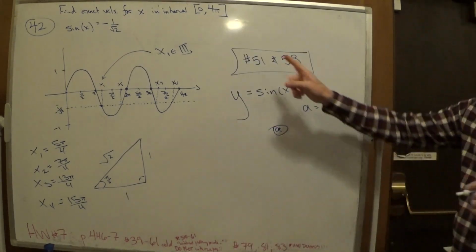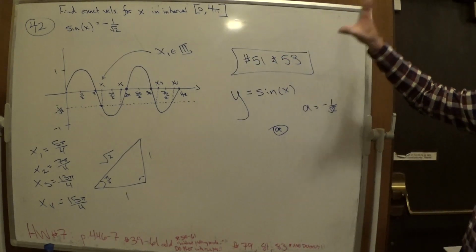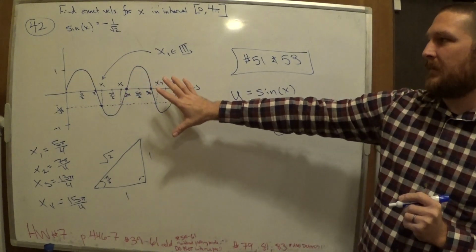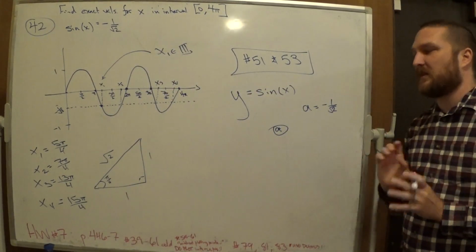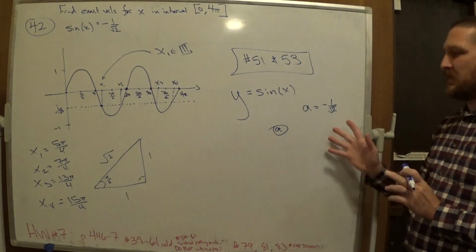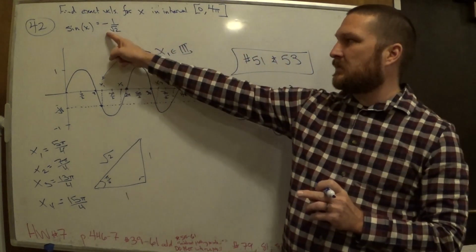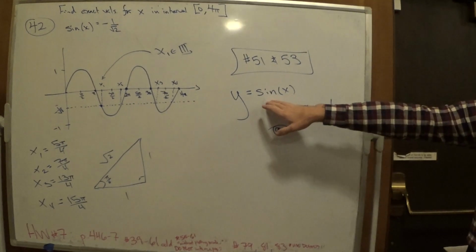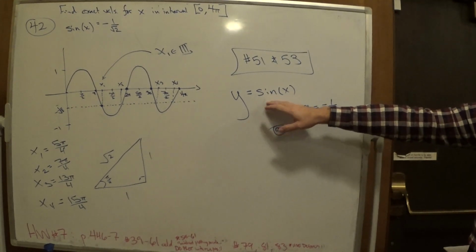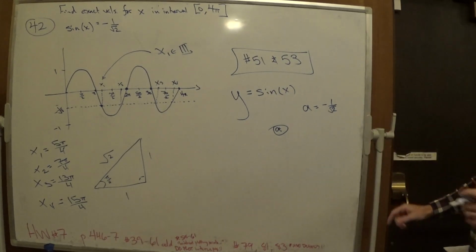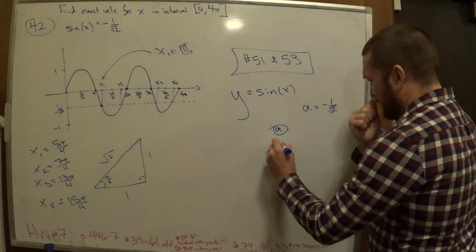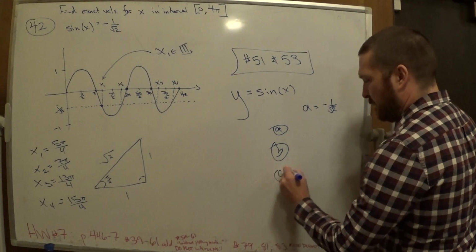Now, for number 51 and 53, it's basically the same setup. They're going to word it a little bit differently, and then there's 2 more interesting things they're going to throw up here. So instead of it being this, they're going to give you this. Then they're going to tell you that A equals this. And then there's going to be 4 parts, or 3 parts here that they want you to do.